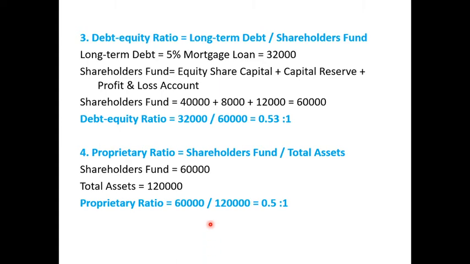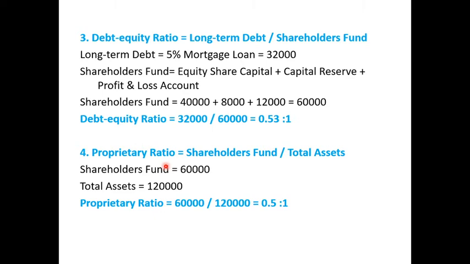Next, debt equity ratio. The formula is long-term debt divided by shareholder fund. Long-term debt, only one item that is given, that is 5% mortgage loan, that is 32,000. Then shareholder fund, there are three items given for shareholder fund, that is equity share capital, capital reserve and profit and loss account. If we add these three, we are getting 60,000. So debt equity ratio is 0.53:1.